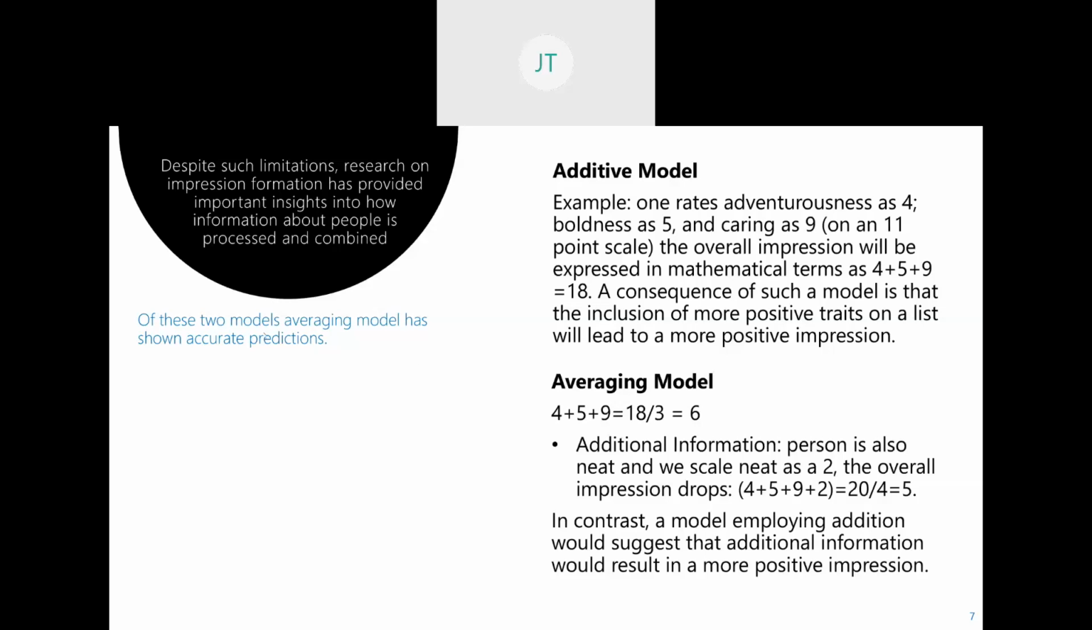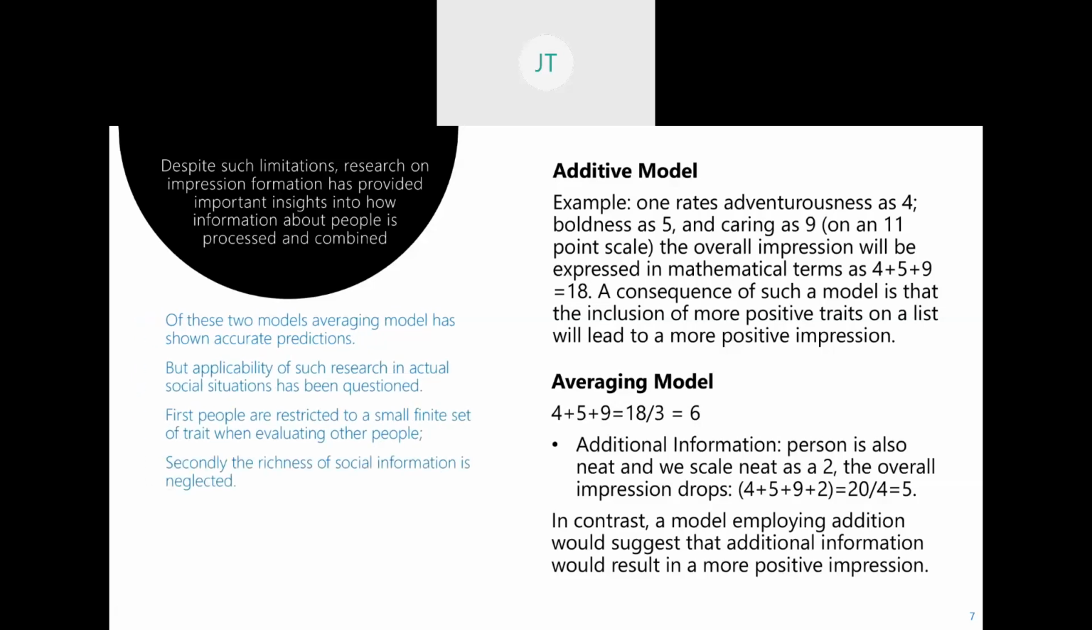So of the two, the averaging model has more accurate predictions, maybe also very evident from what we observe in our relationships. But again, the applicability of these models is always questioned. First, people are restricted to a small finite set of traits when evaluating other people, which is not really the sizing of the person. And secondly, the richness of social information is completely neglected in this. So it's only about looking at 1 or 2 traits, or 5 or 10 traits at a time. It doesn't really work out, and all the other social information is completely neglected. So this is not really good, but it's there as prior art.